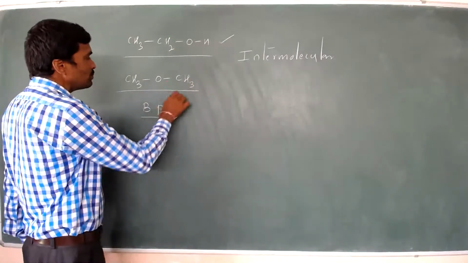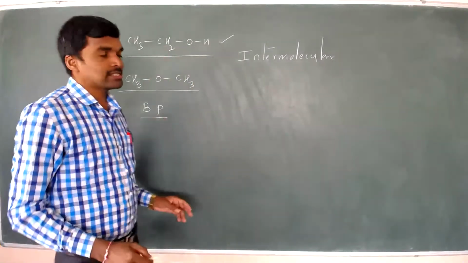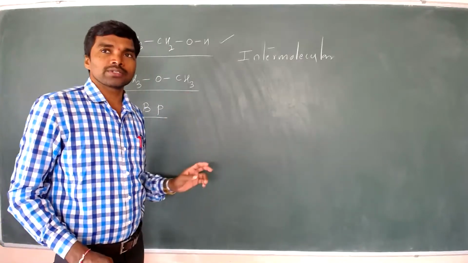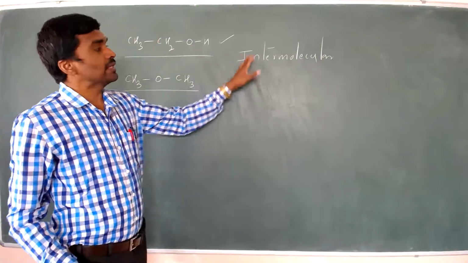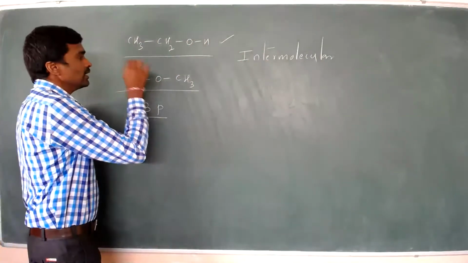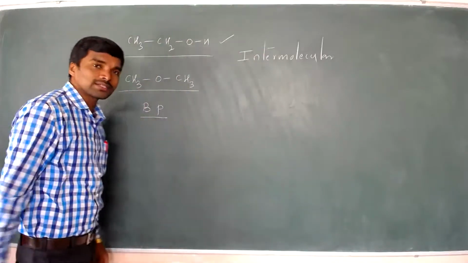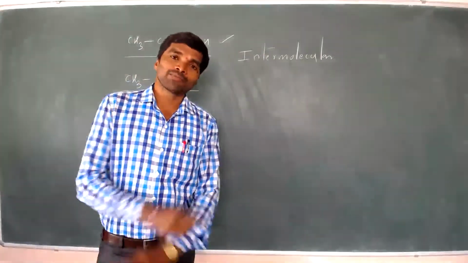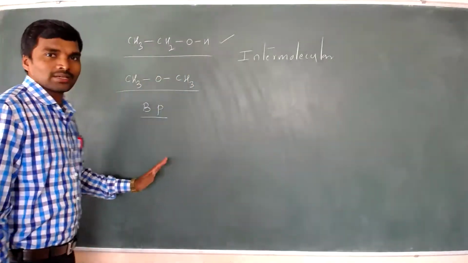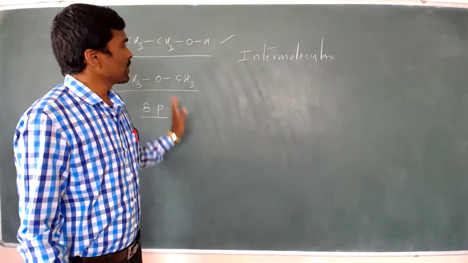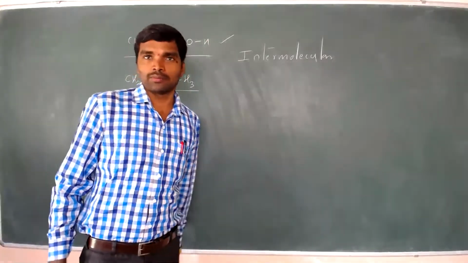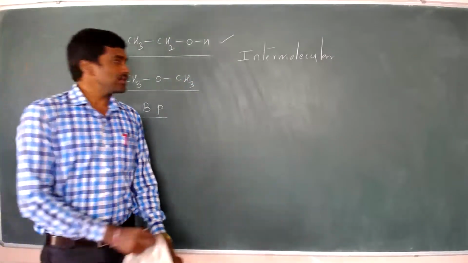Ether's boiling point is lower than alcohols. Alcohol boiling point is higher than ethers. Why? Because alcohols form intermolecular hydrogen bonds, since oxygen is having a hydrogen, but in ethers there is no hydrogen on oxygen. Okay, so due to this reason, alcohol's boiling point is higher than ethers. You remember? Okay. Now see here.